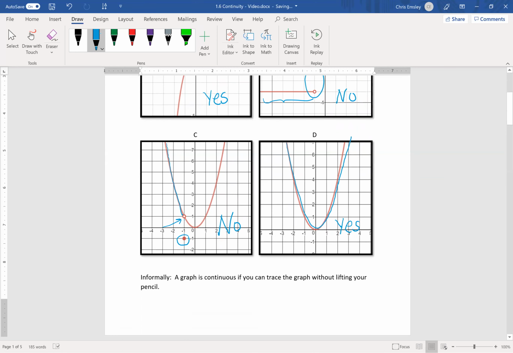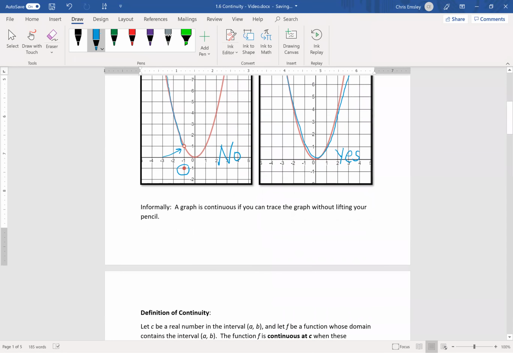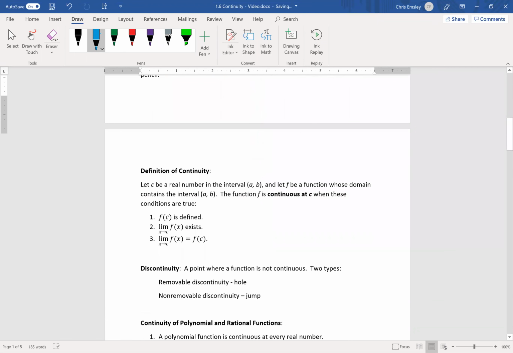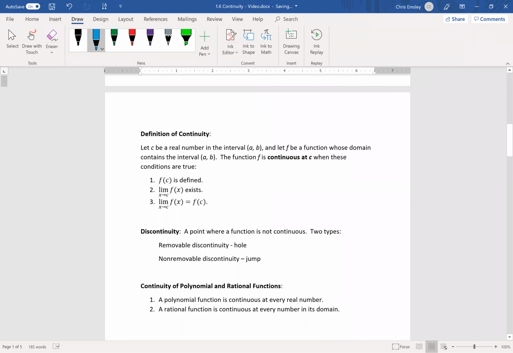We do, however, have a more formal definition that we're going to use in calculus, and that's what we'll look at here next. The setup says here, let C be a real number in the interval a to b, and let f be a continuous function whose domain contains the interval a to b. That's just kind of the setup, not important details. The function f is continuous at C when these conditions are true.